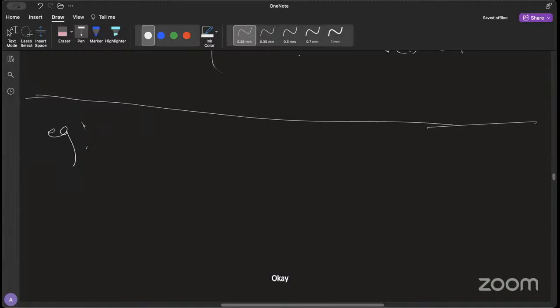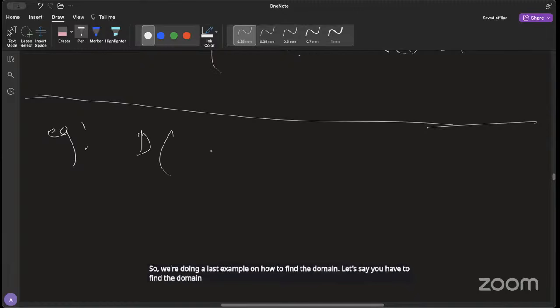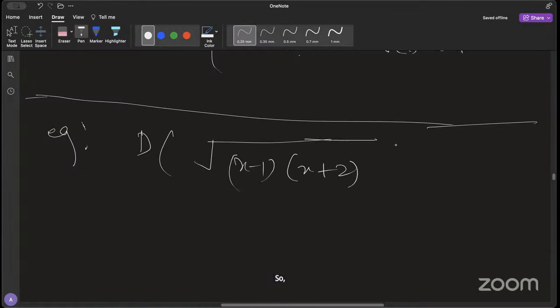Okay, let's move to the other example. So we're doing a last example on how to find the domain. Let's say you have to find the domain of the function square root of (x minus 1)(x plus 2). So if you have to find the domain of this, how do you find the domain? It's the composition of two functions.